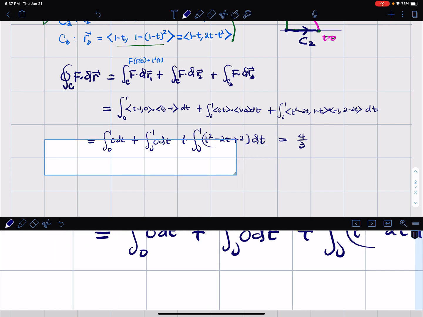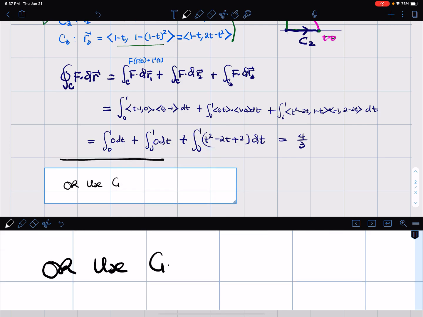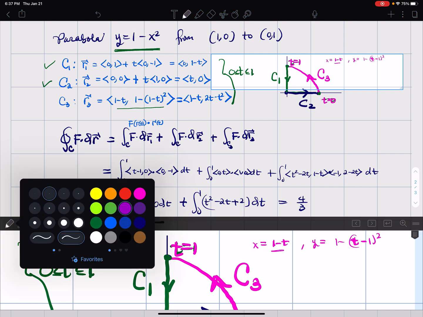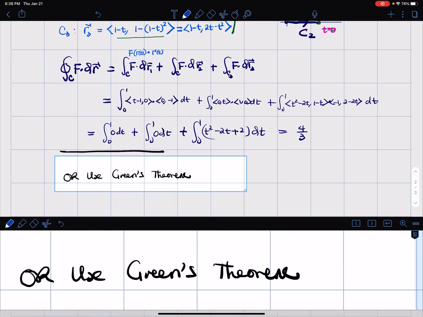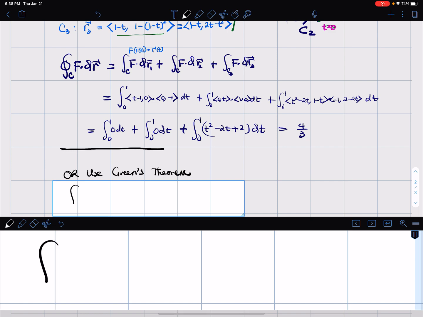Now, how about if we decide to use Green's theorem on this? So let's use Green's theorem. Why are we using Green's theorem? Because it's a closed curve, so we can use Green's theorem. Green's theorem says that if we have a closed curve like this, and we're looking for the line integral along the boundary of the curve, the line integral can be expressed in terms of a double integral whose region of integration is the open region inside, enclosed by the boundary of the curve. So instead of breaking up the integral into separate integrals, we can use Green's theorem.